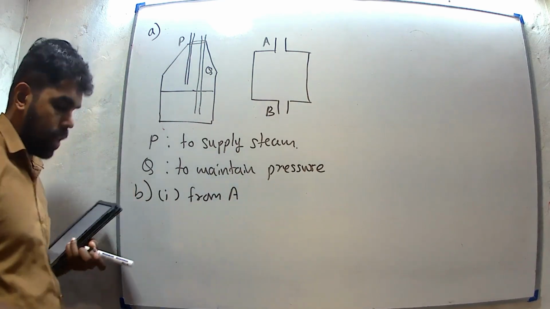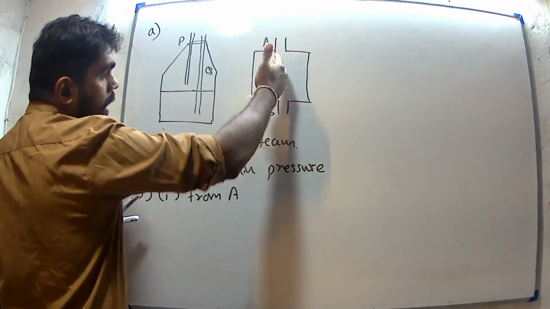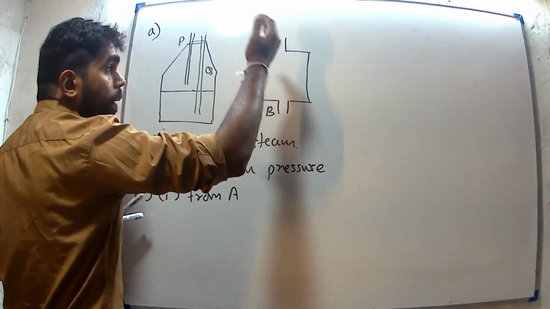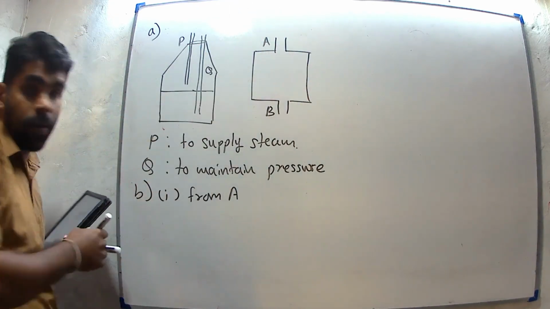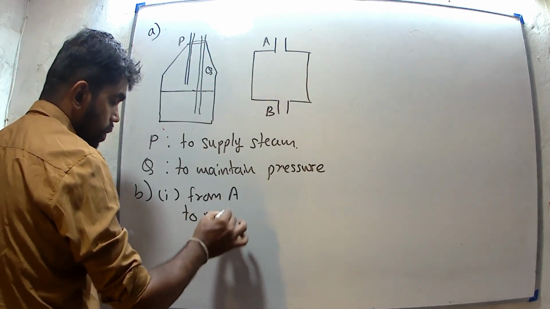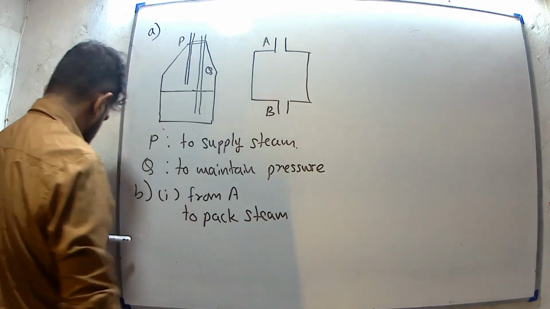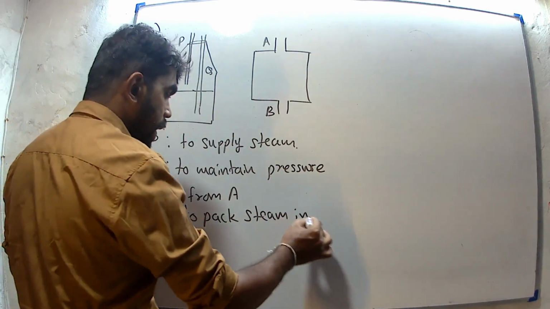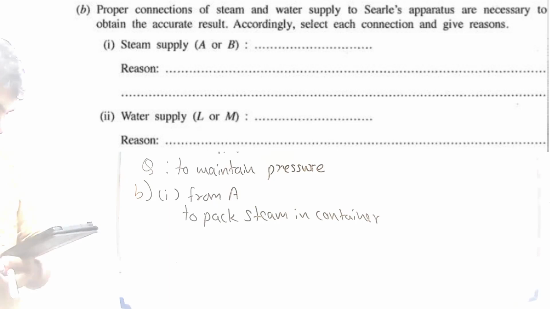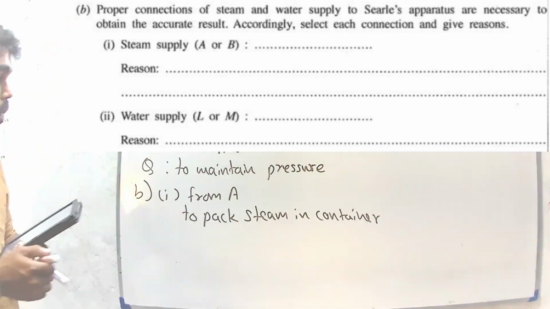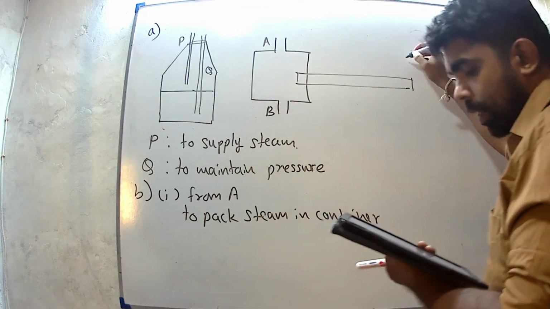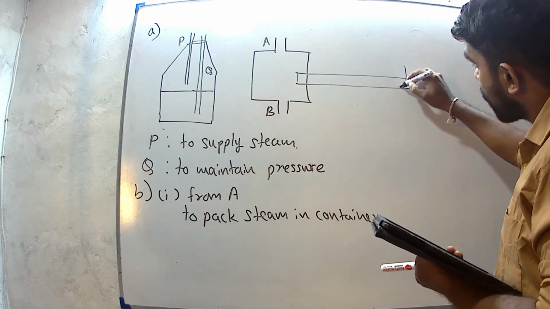Because if you are using B to insert steam, it will not pack in this container. Steam will flow out. Therefore, we can write the reason: to pack steam in the container. In part 2, water supply, L or M. Now the water supply is this one. There is a tube like this.